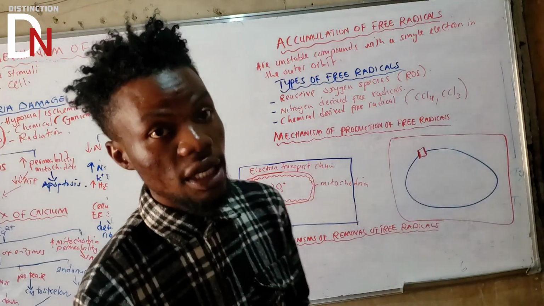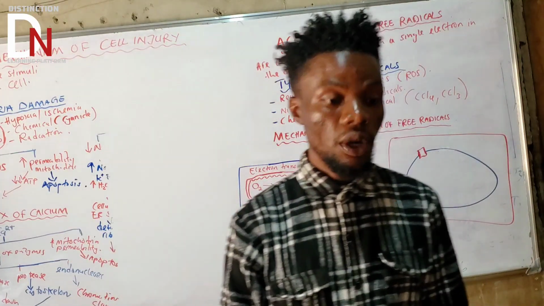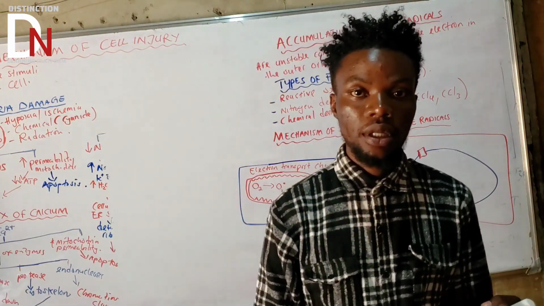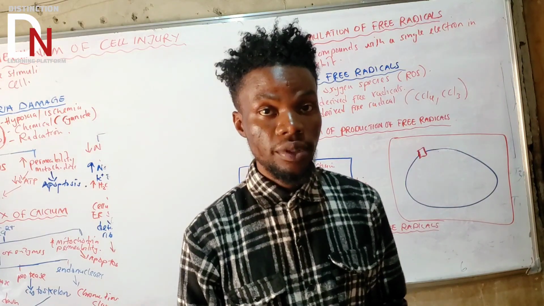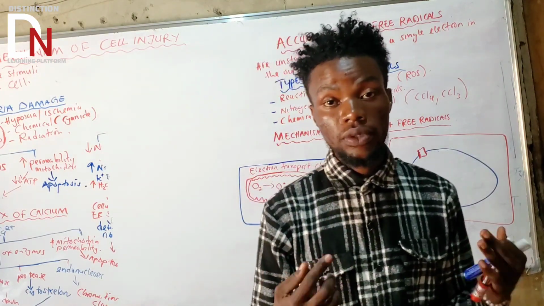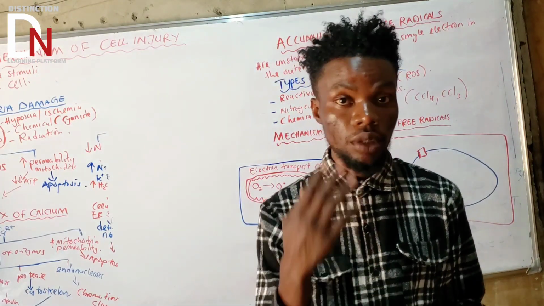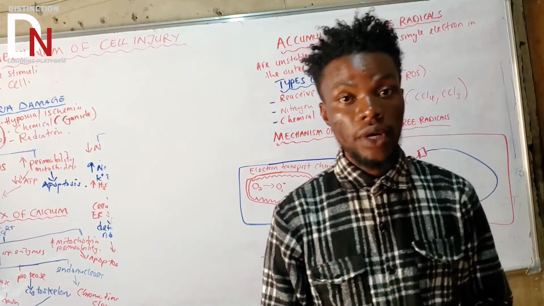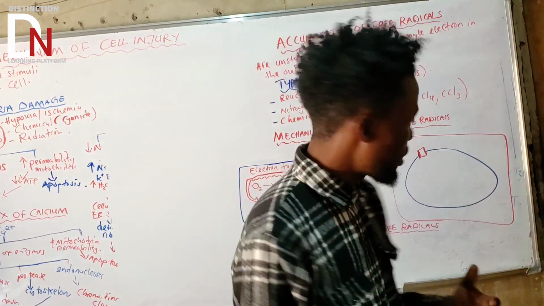Remember that the examples of reactive oxygen species are what? Superoxide, which is the first thing, and what's the second thing? Hydrogen peroxide. What's the last thing? Which is hydroxyl free radical. Very, very important, 3 types of reactive oxygen species. So this is what happens.